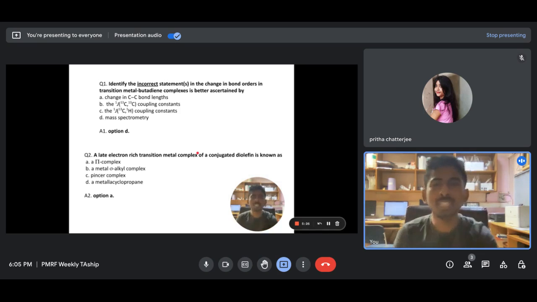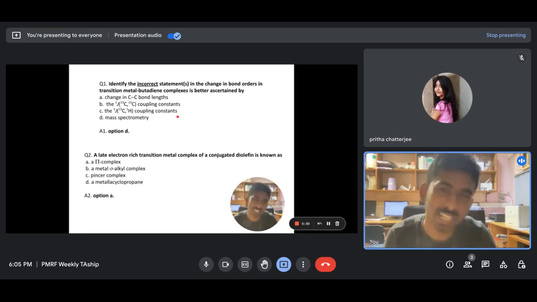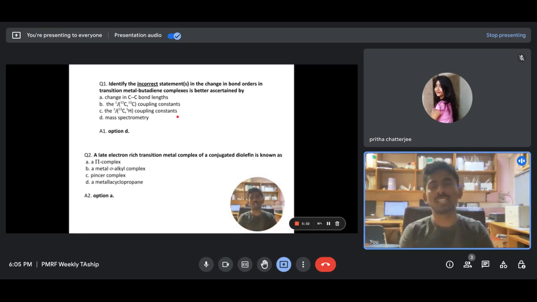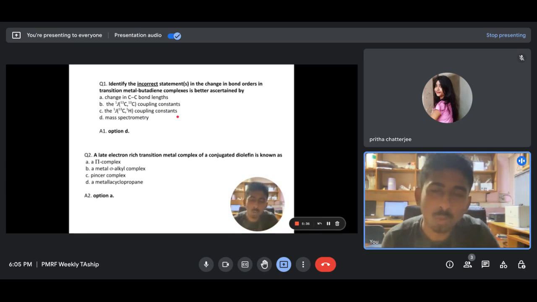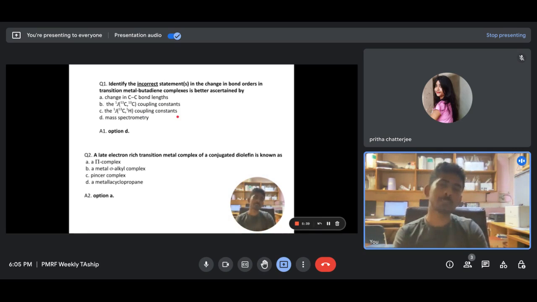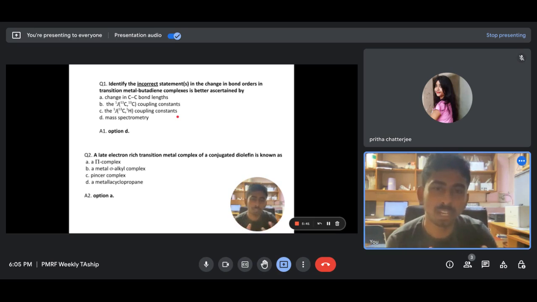So options B and C are also correct, because there will be a significant change in the J value. I have already said that there will be a significant change in the CC bond lengths. Now let's come to the last point. For a transition metal butadiene complex, will mass spectrometry be able to ascertain this change in the bond order?